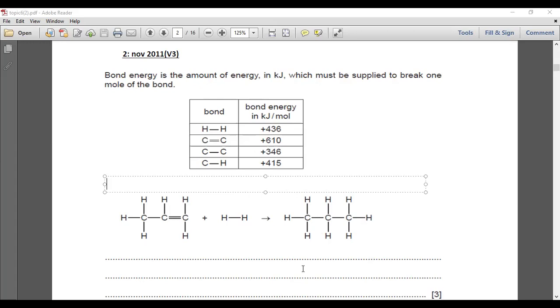Actually, you will break down the compound into bonds. Break it down and check the bonds you have.